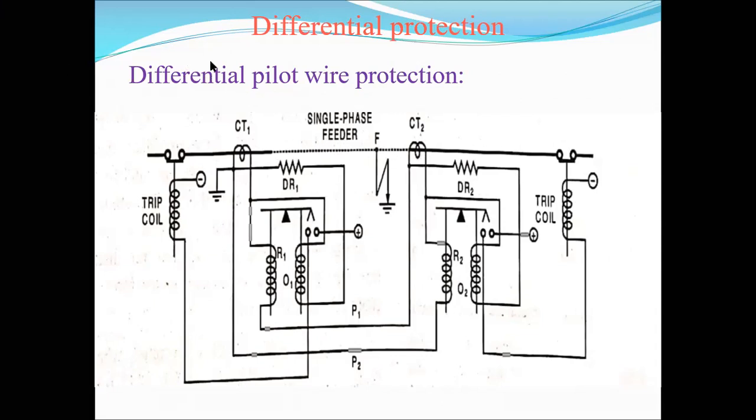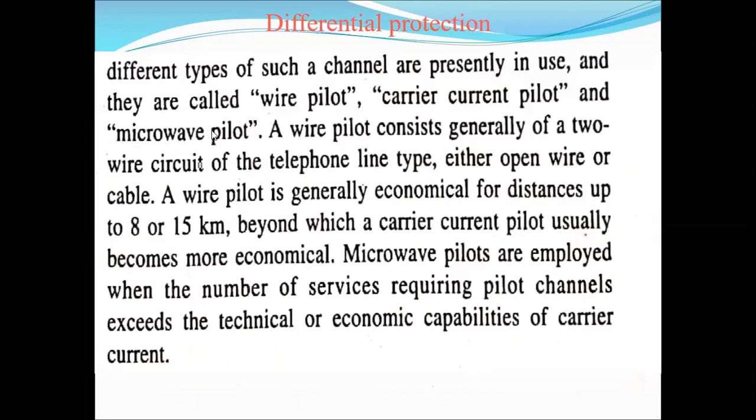This dotted line indicates the single phase feeder line. That single phase feeder line is protected by using this balanced beam type of protection system. At both ends of these feeders we are connecting the two cities. The different types of such channels are presently in use and they are called pilot wires. Pilot wire means the conductor.